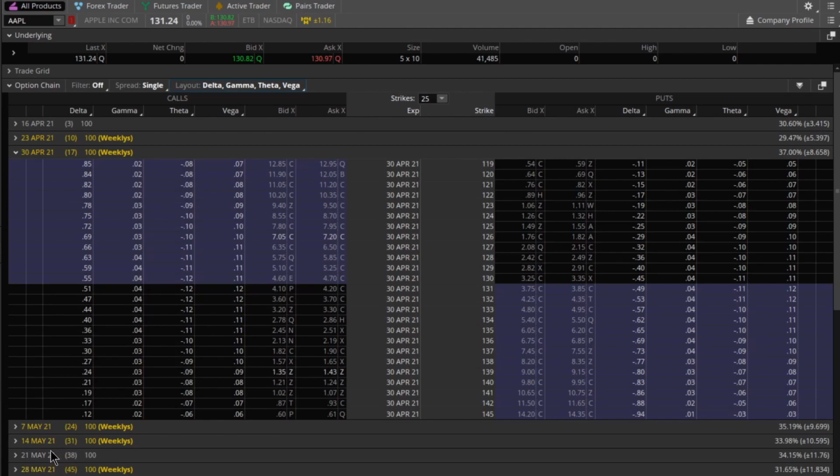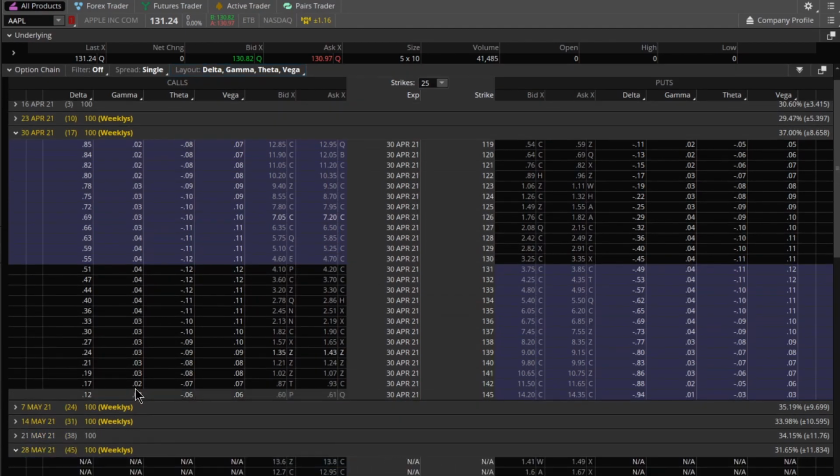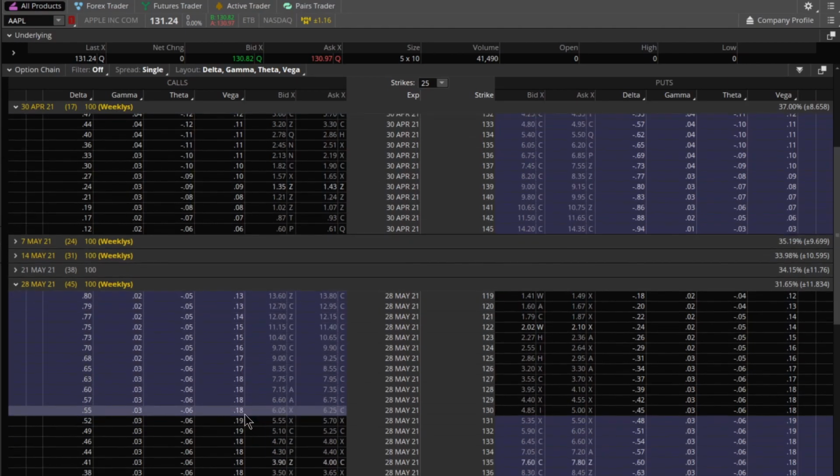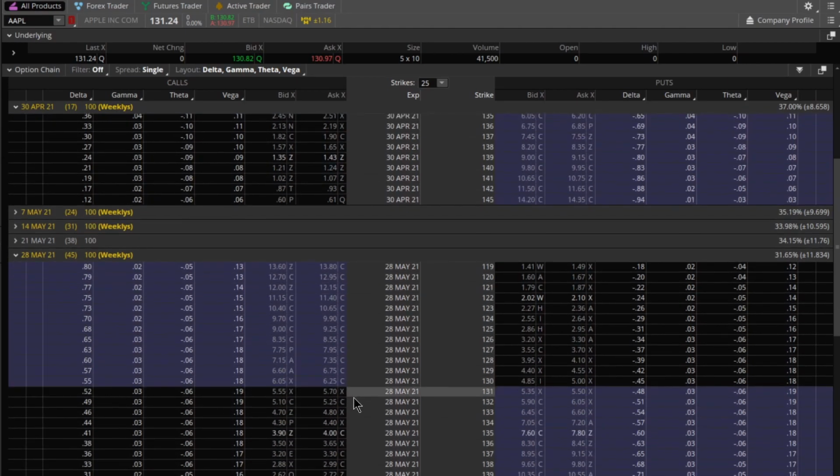If you look at options with longer days to expiration, for example the 28 May, 45 days to expiration option, at the same strike price of $132, Vega is higher for options with 45 days to expiration compared to 17 days to expiration. This means any change in implied volatility will affect the options with higher days to expiration, which is 45 days to expiration in this case. And for the 45 days to expiration option, Vega is also highest for its at the money options.